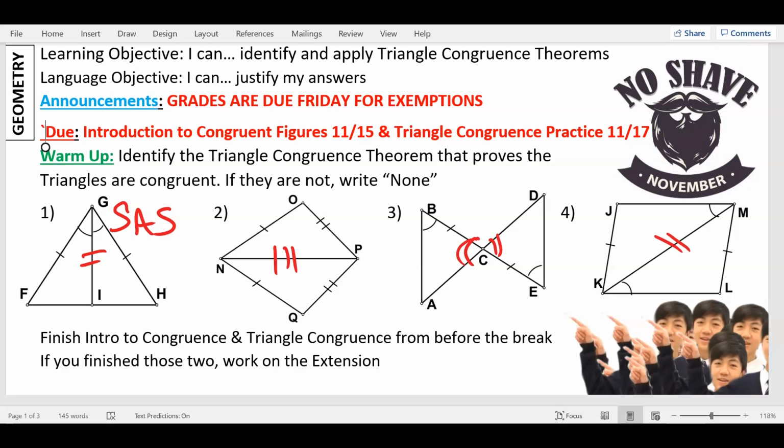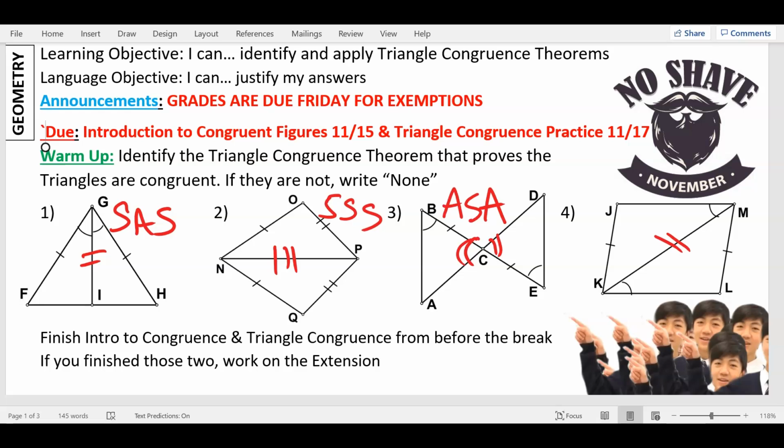Number 2, if all I see are tick marks, what is that going to be? Okay, side, side, side. Tick marks mean side. Side, side, side. Okay, so that's SSS. What about number 3? Arc, tick mark, arc. In that order is what? So what's this? Okay, ASA. Angle, side, angle. In that order, ASA. And it matches on both triangles, so it's ASA.